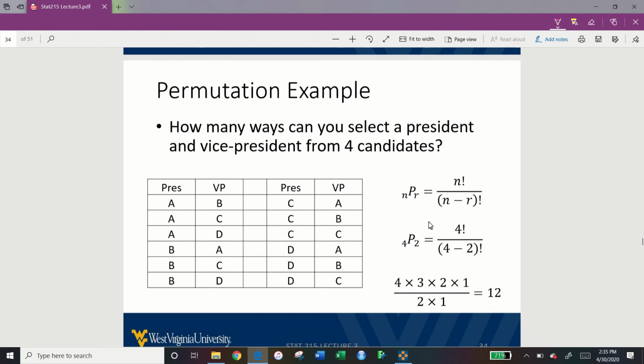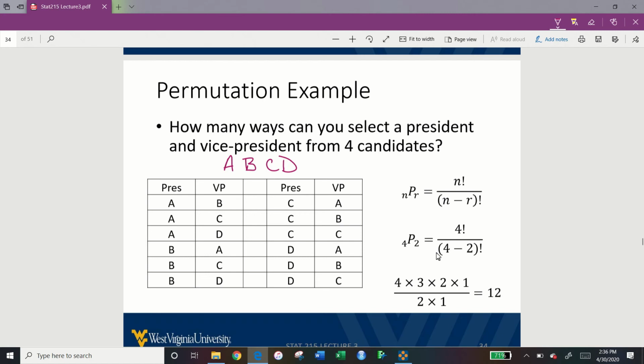So, how many ways can you select a president and vice president from 4 candidates? Let us arbitrarily name our candidates as A, B, C, D, just to make things easier. For president and vice president, there are 2 positions. So, using our formula of n factorial over the quantity of n minus r factorial, we can do 4 permute 2, which would equal 4 factorial over the quantity of 4 minus 2 factorial.